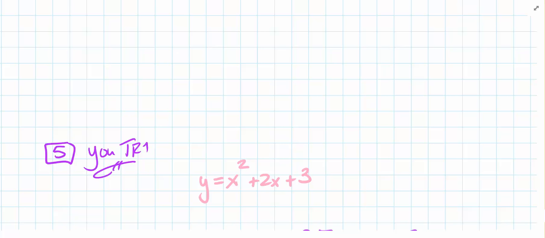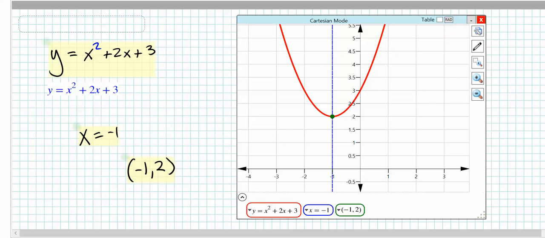All right, so hopefully you guys have this graph on your page. It looks something similar to this. Your vertex should be located at -1, 2.